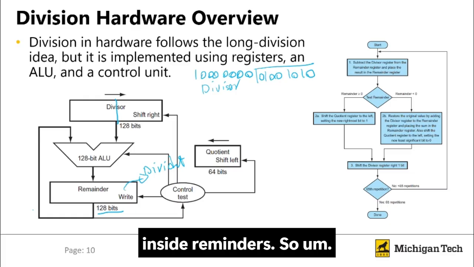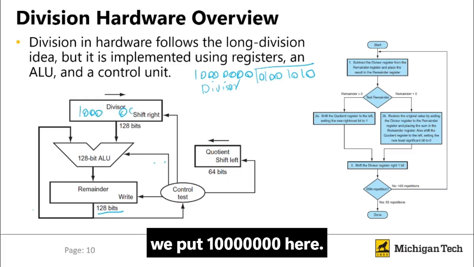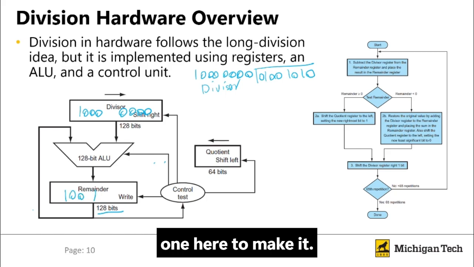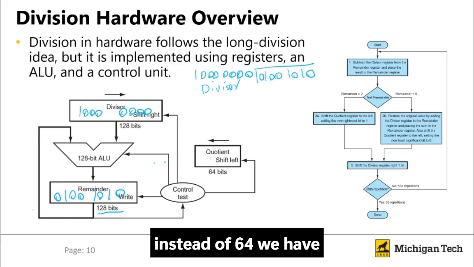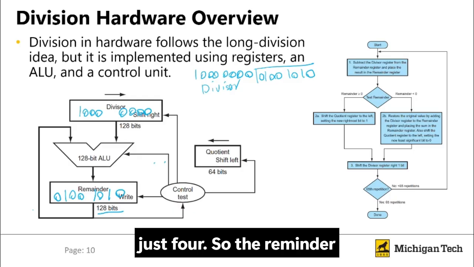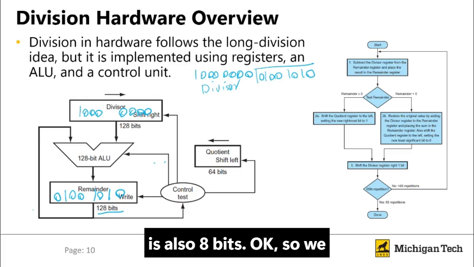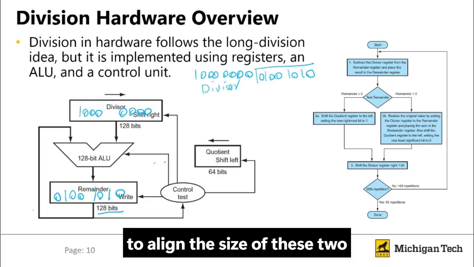So the first initialization is to put the dividend inside the remainder. Let's put that here and here. So we put 1 0 0 0 0 0 0 0 here, and put the dividend, that is 1 0 0 1 0 1 0. We put another 0 here to make it, for example in this example, instead of 64, just 4. So the remainder is 8 bits, and here is also 8 bits, so we align the size of these two registers.